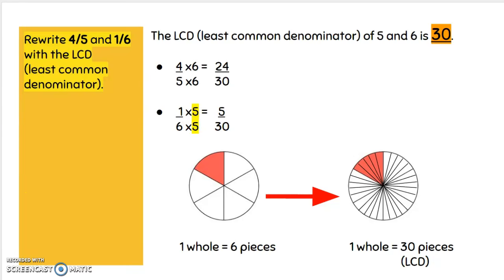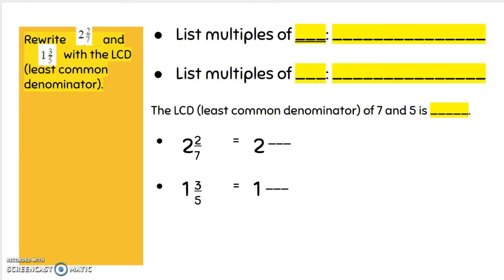So let's look at one more example. Rewrite 2 2/7 and 1 3/5 with the least common denominator. These are mixed fractions, and I'm going to ask you to leave the whole number as it is and just focus on the fraction.